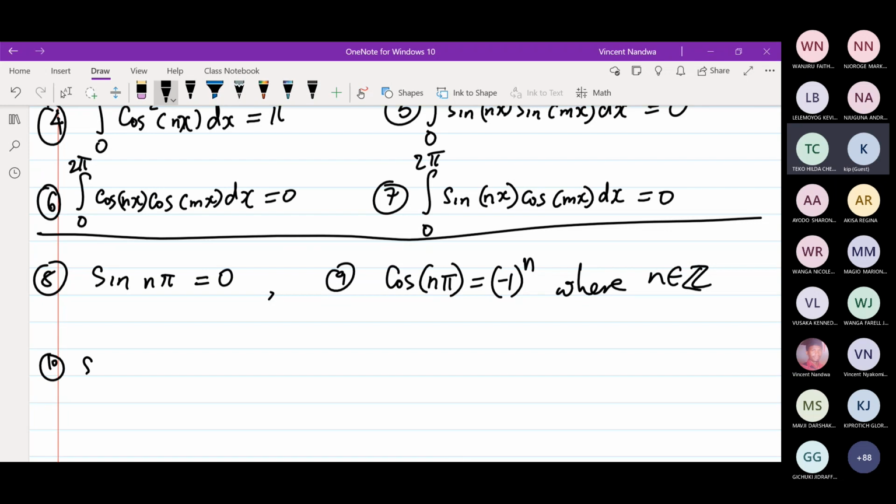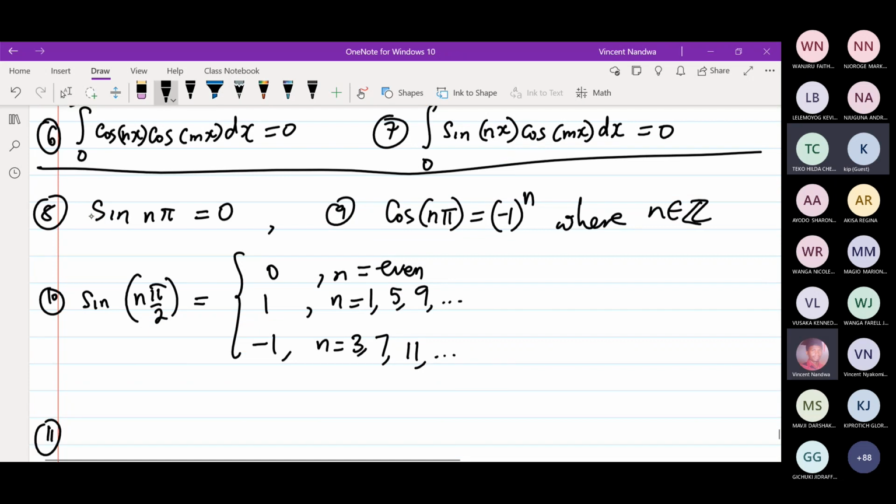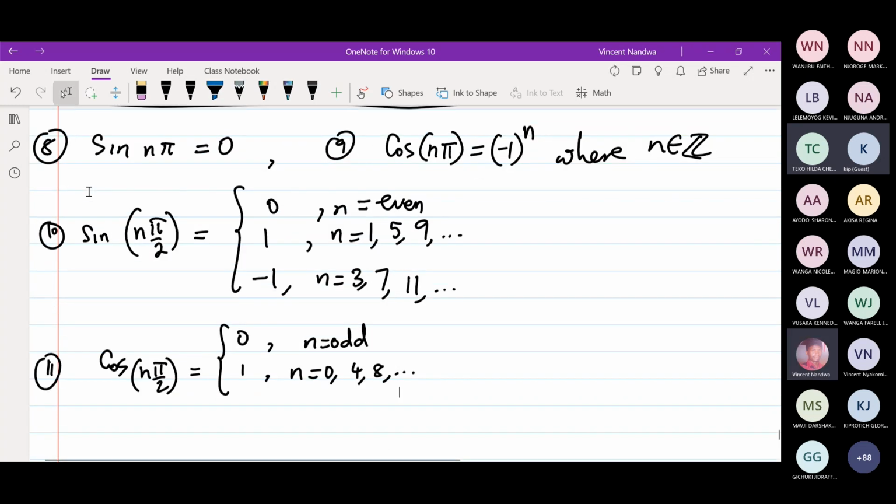Number 10, sine of n pi over 2 will give you 0 when n is even, will give you 1 when n equals 1, 5, 9, etc., and minus 1 when n equals 3, 7, 11, etc. Cos of n pi over 2 also has 3 values: it gives 0 when n is odd, 1 when n equals 0, 4, 8, etc., and minus 1 when n equals 2, 6, 10.